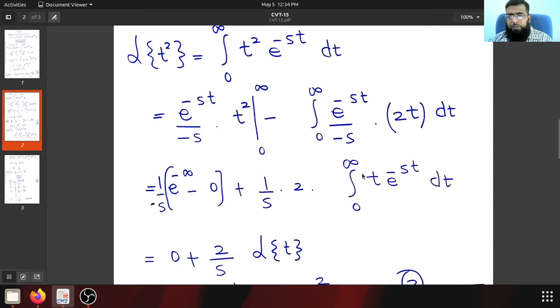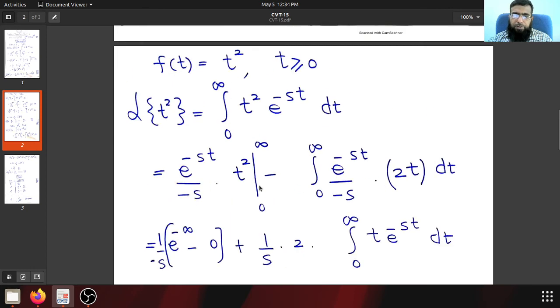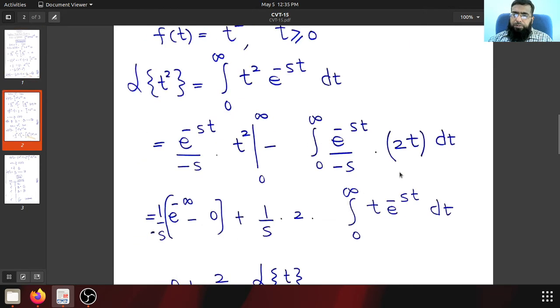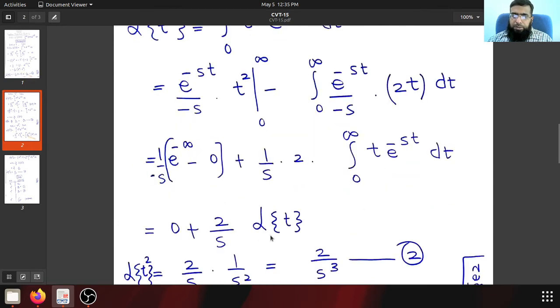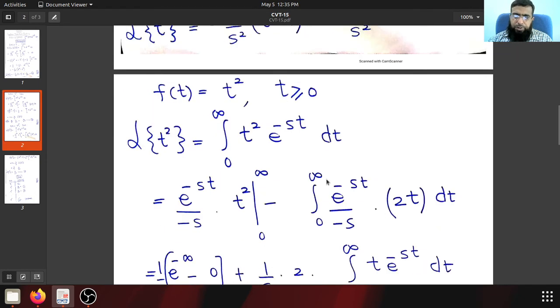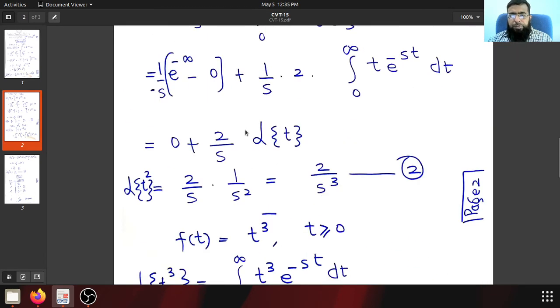T e to the minus st integrated from 0 to infinity is actually the Laplace transform of t, because the Laplace transform of t is t e to the minus st integrated from 0 to infinity with respect to t. And the Laplace transform of t is equation number 1, it's 1 over s squared. So replace this with 1 over s squared, and it becomes 2 over s cubed. So this is equation number 2, and we'll use this equation at the end of this lecture.